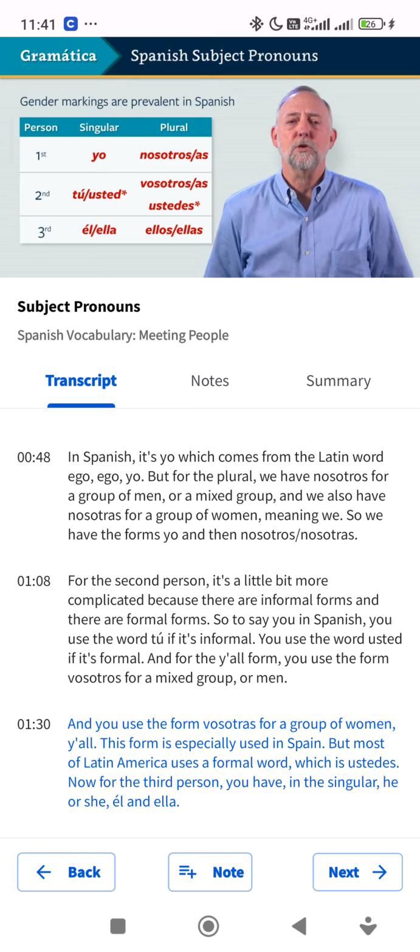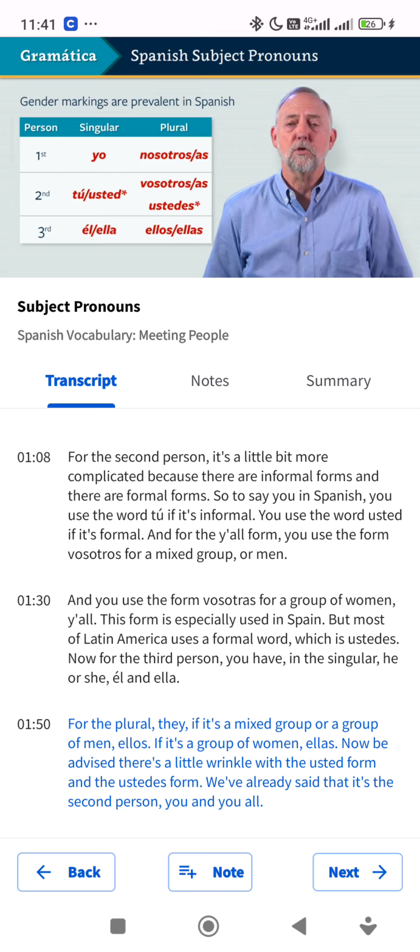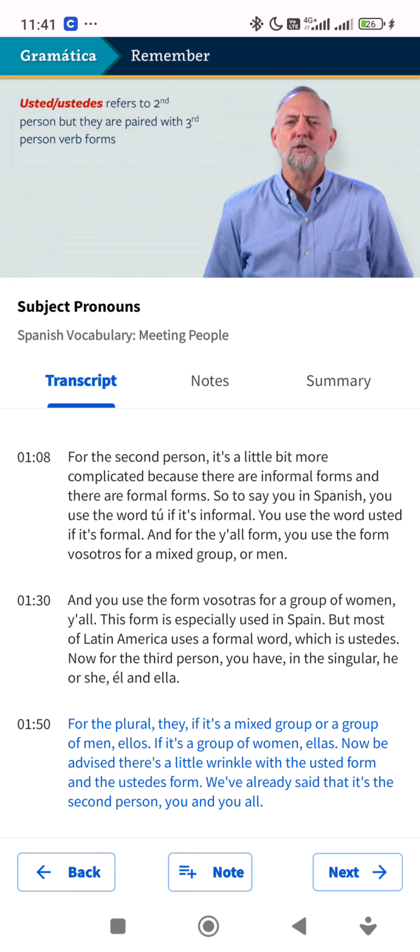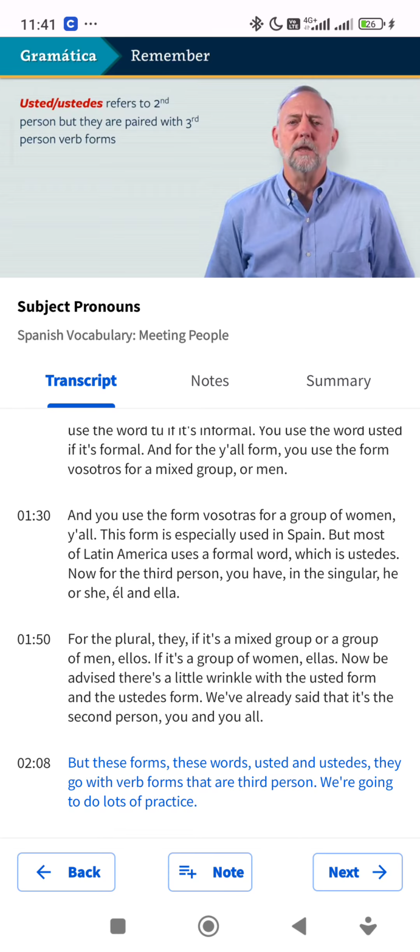Now for the third person, you have in the singular he or she, él and ella. For the plural, they, if it's a mixed group or a group of men, ellos, if it's a group of women, ellas. Now be advised, there's a little wrinkle with the usted form and the ustedes form. We've already said that it's the second person, you and you all. But these forms, these words, usted and ustedes, they go with verb forms that are third person. We're going to do lots of practice.